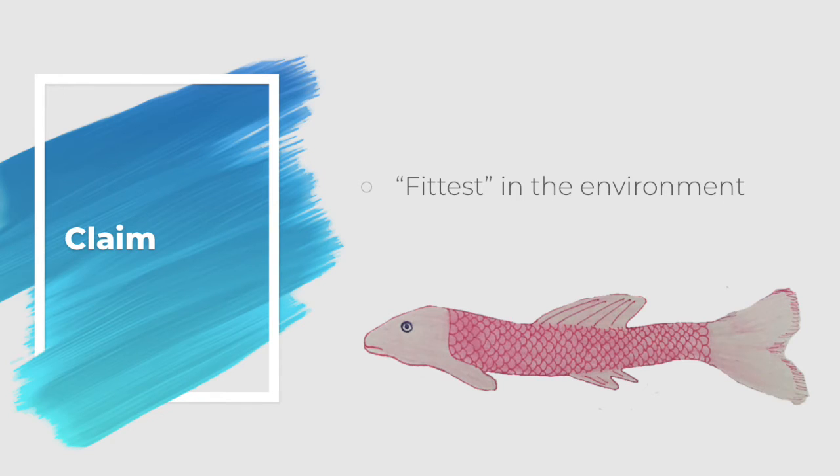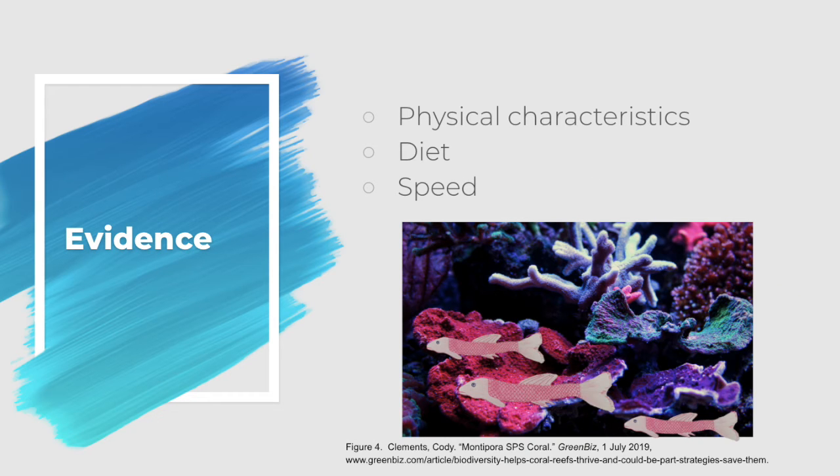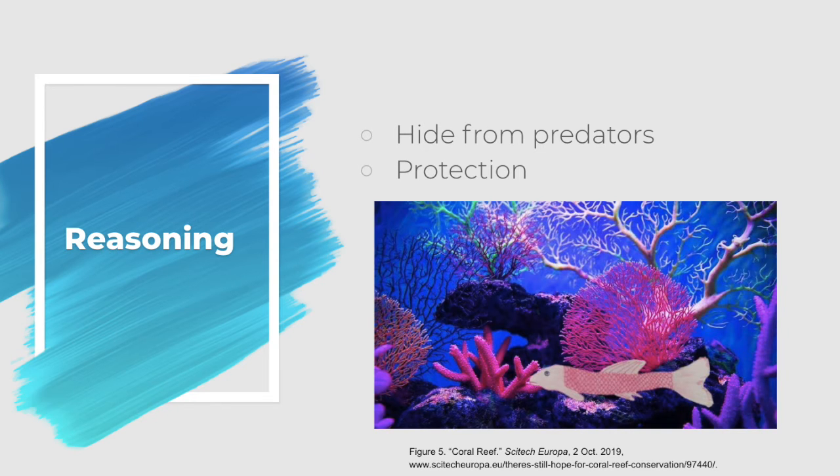Our claim is that the pink coral reef fish is the organism that has adapted the best in its environment, making it the fittest. The evidence is that they can camouflage with the coral reefs and they travel in schools, meaning in groups of fish. Also, they are herbivores and feed off plants and algae found in the reef. Last, the pink coral reef fish are small. The reason why they are the fittest in the environment is because of their physical characteristics.